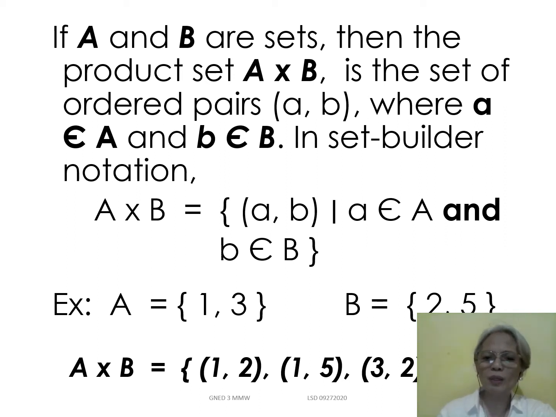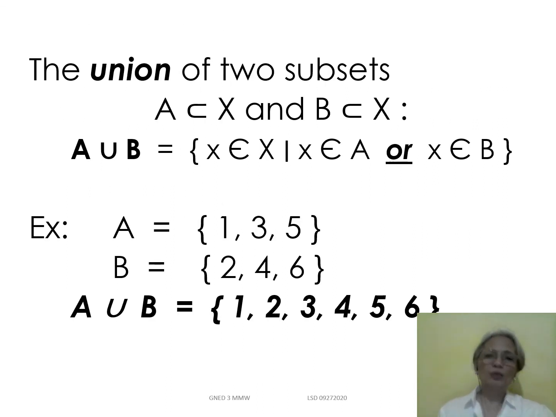And finally, we take the element 3 and pair that with the element 5. So we have (3, 5), which cannot be seen because it's covered. So we have the ordered pairs (1, 2), (1, 5), (3, 2), and (3, 5). So that's the cross product. The ordered pairs of the cross product should have the elements of the first set as the first entry.